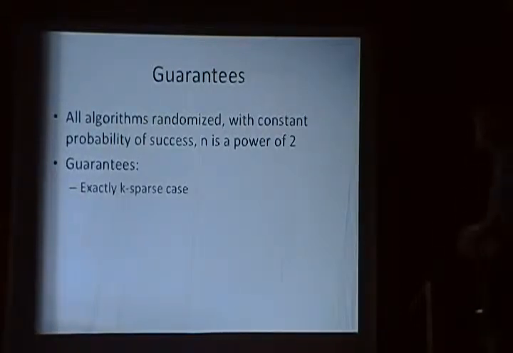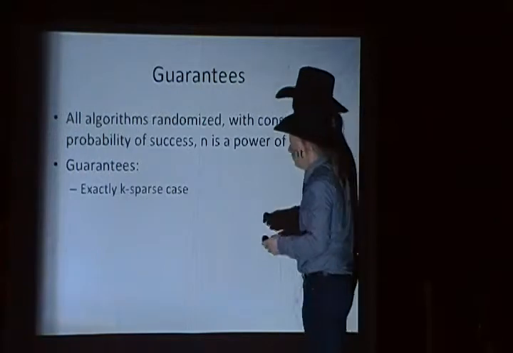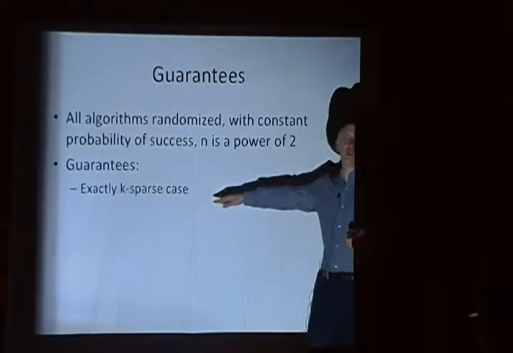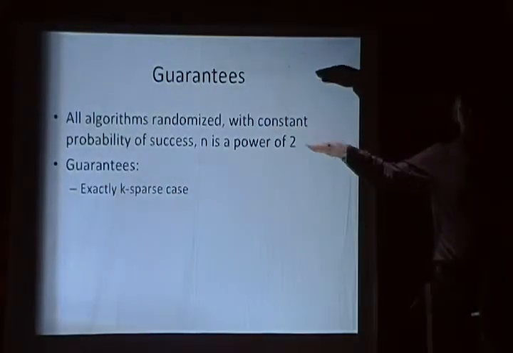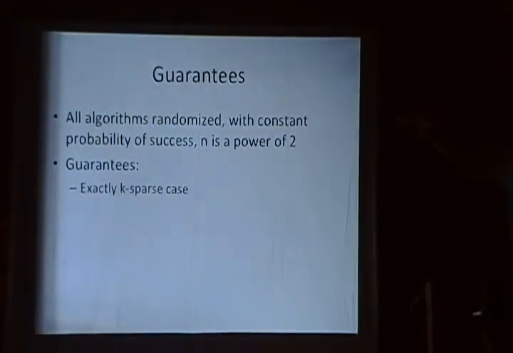As I mentioned, the simplest assumption is that the spectrum of the signal is exactly k-sparse. So this is exactly what I drew earlier. There are at most k non-zero coefficients. So the signal is a combination of k pure frequencies. We just have to figure out what they are and what the values are.